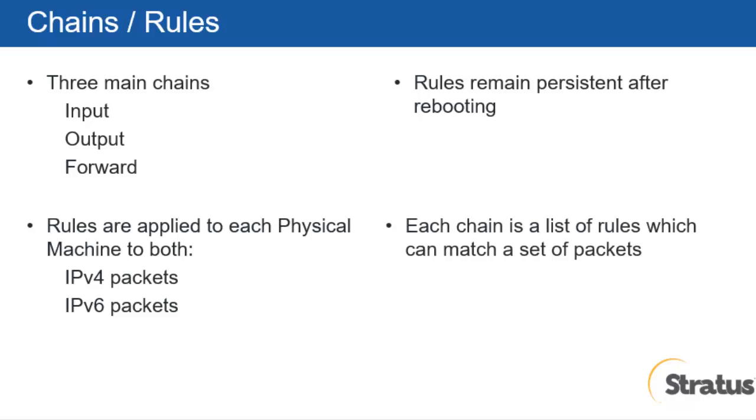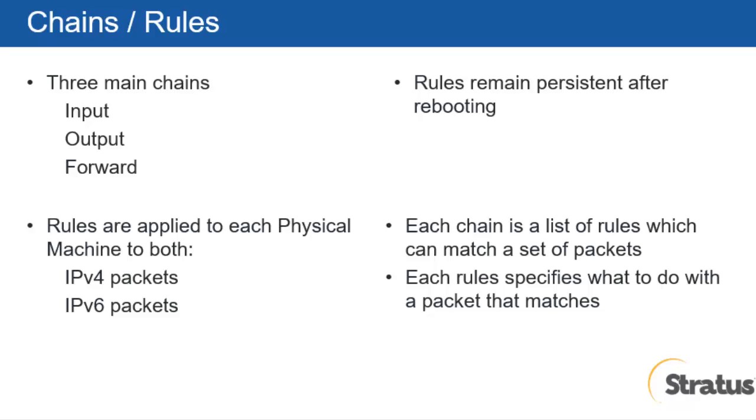Each chain is a list of rules which can match a set of packets. Each rule specifies what to do with a packet that matches. When you create a rule, you specify a chain, either input, output, or forward, and a rule ID.